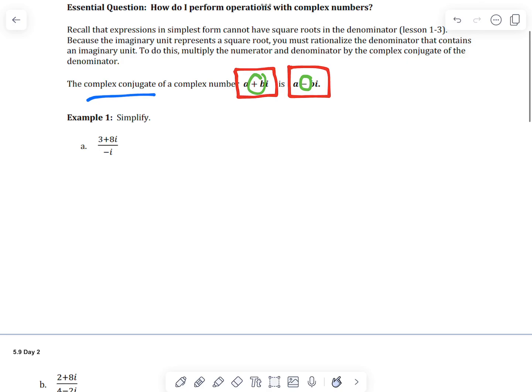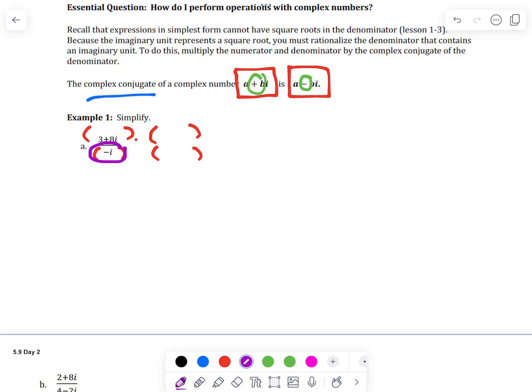So the first example says we have a complex number in the numerator, 3 plus 8i, and then in the denominator we have another complex number, negative i. And we want to multiply the numerator and the denominator by the denominator's conjugate. So here's the denominator. The complex conjugate, if you have a negative i, then the conjugate would be a positive i. So you do that to the numerator and the denominator.